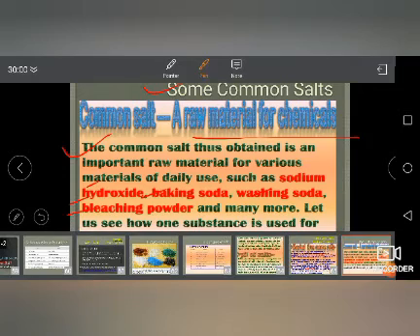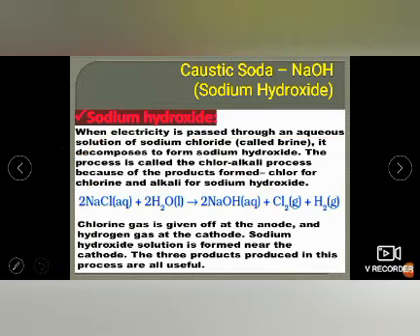Okay, so as we did sodium chloride, in a similar way we have sodium hydroxide also. The formula of sodium chloride was NaCl. Now caustic soda is NaOH, which is written chemically as sodium hydroxide. Now we will talk about sodium hydroxide. When electricity is passed through the aqueous solution of sodium chloride, NaCl, it decomposes to form sodium hydroxide. It is changed into sodium hydroxide.